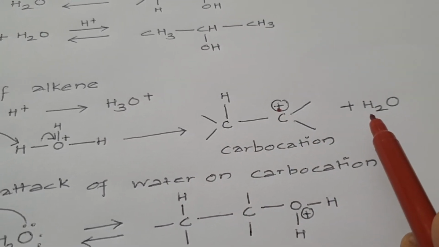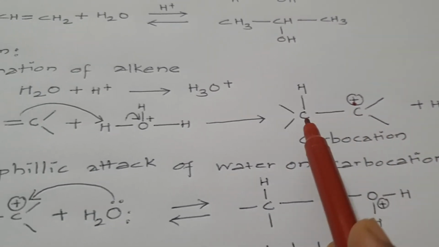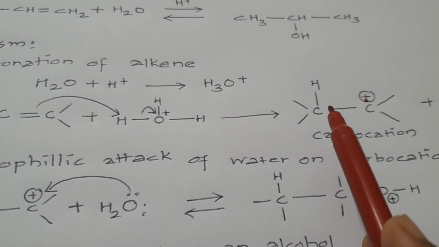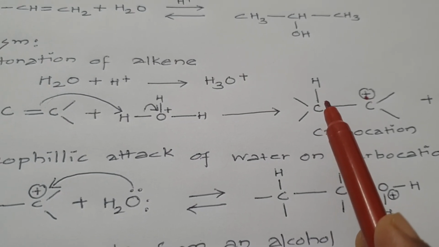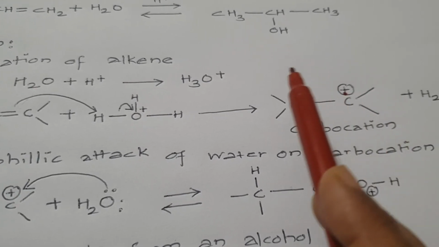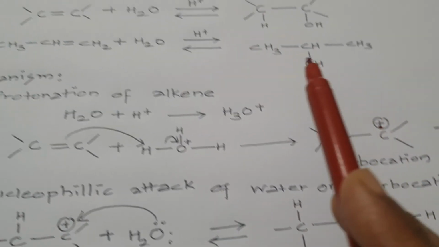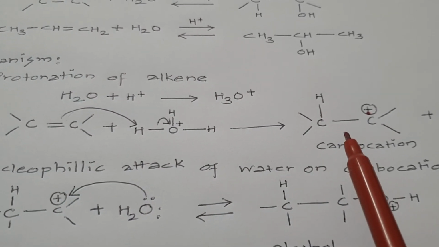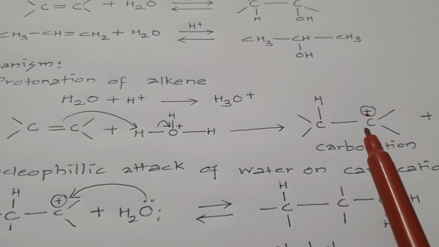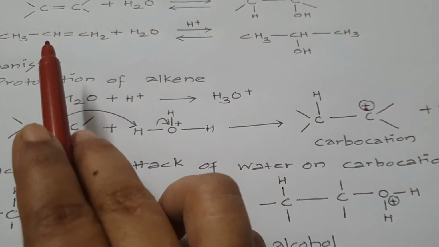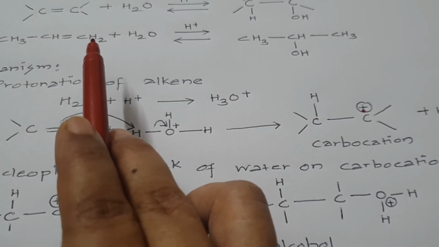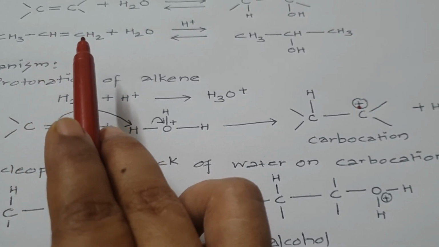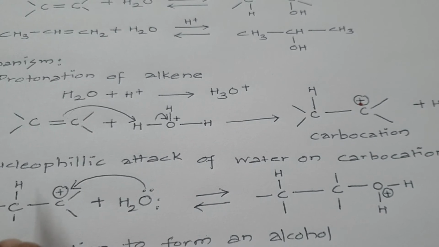Water is given as a byproduct in this reaction. This is the first step, which is called protonation of alkene. That is, addition of a proton takes place to the alkene, thus giving you a carbocation. Now when we have an asymmetrical alkene, two types of carbocation may be formed. A primary carbocation, because of addition of hydrogen over here, this will be carrying a positive charge, or a secondary carbocation. That is, addition of a hydrogen has taken place over here, thus giving you a secondary carbocation.